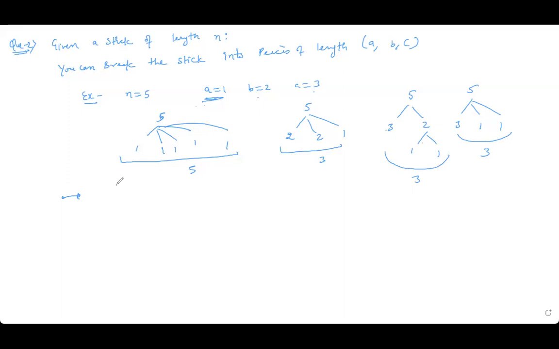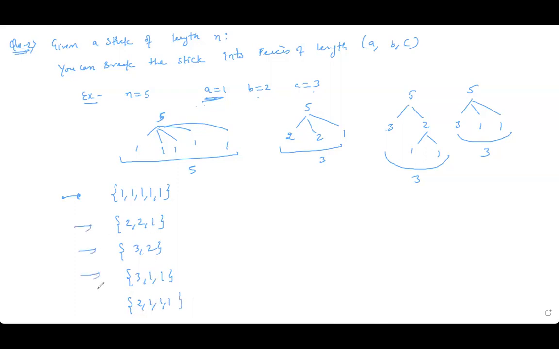There are many possibilities here, but a few are something like this: 1, 1, 1, 1, 1 is one possibility. Then 2, 2, 1 is another. Then 3 and 2 is another. Then 3, 1, 1. Then maybe you can break 2, 1, 1, 1. There are many in this case.